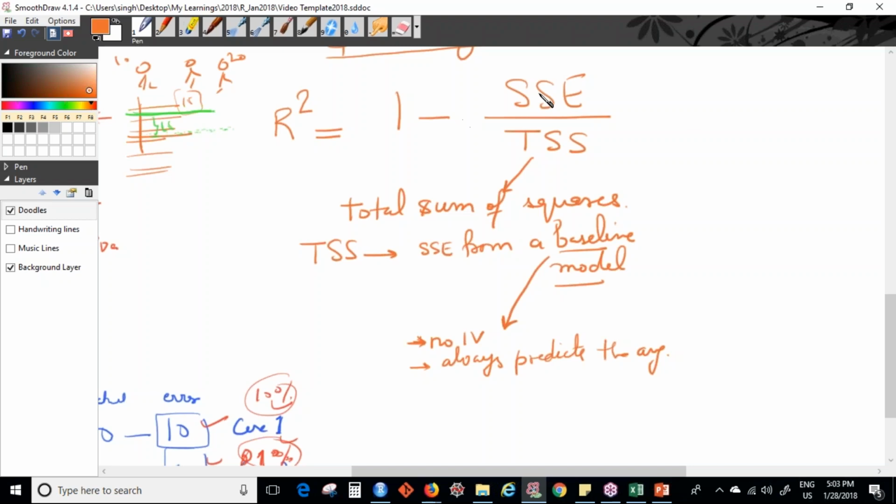So sum of squared error, you already know how to calculate that. Can we calculate total sum of squared error? Total sum of squared error is nothing but sum of squared error, but with respect to a baseline model. So can I write it like this: y actual minus y predicted whole square, summation of this, where y predicted is your y actual average of that. Can I write it this way? Is it correct?